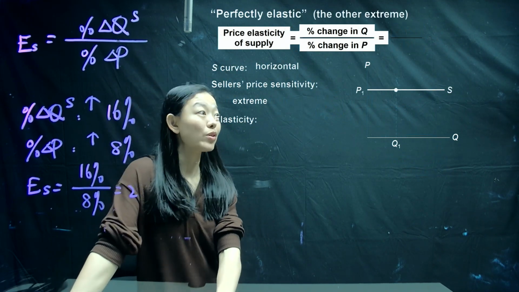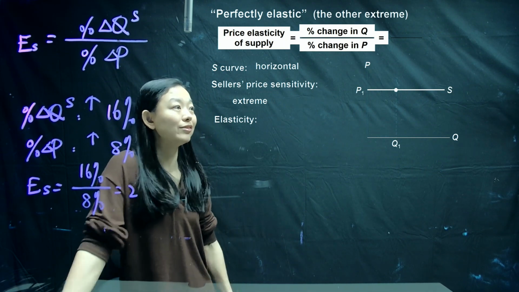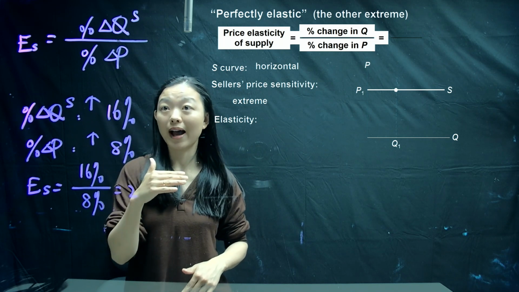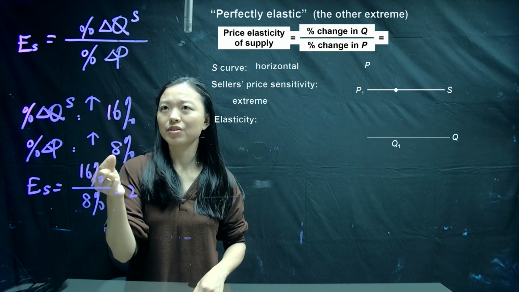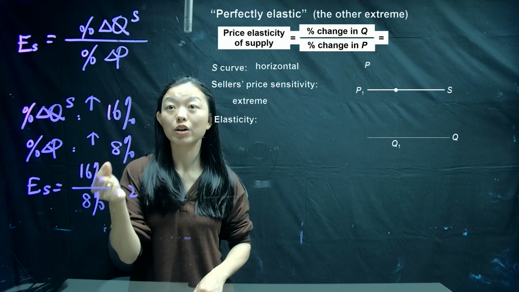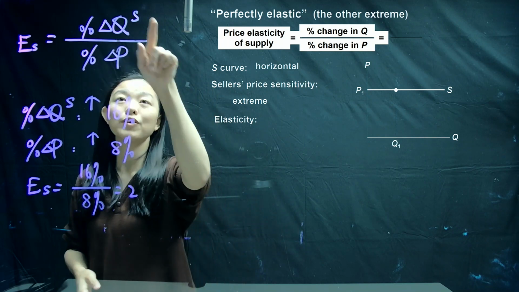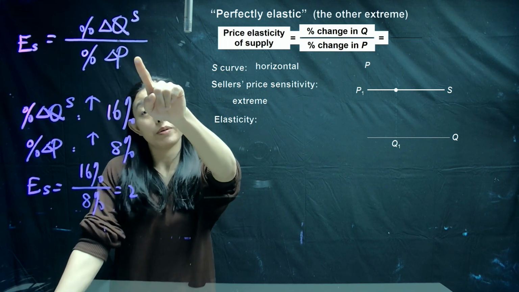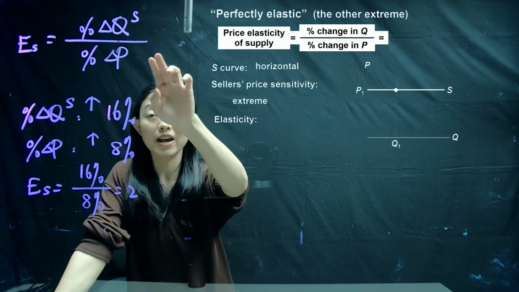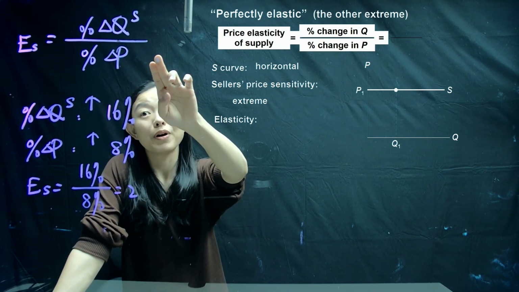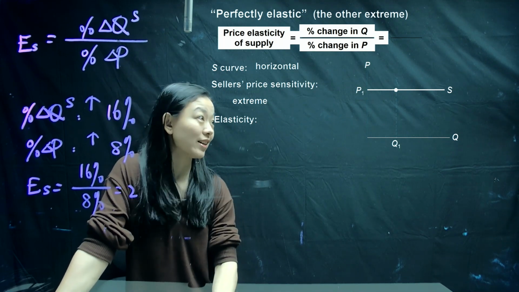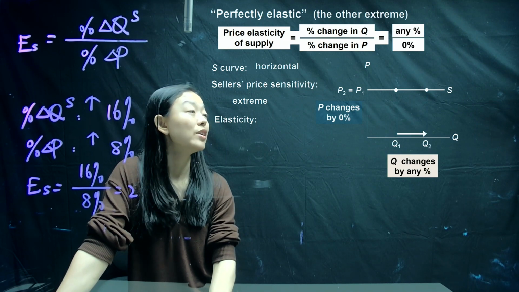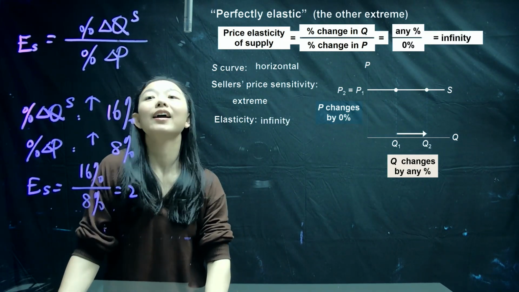Now, the last case will also be an extreme case. You can see from this graph, now the supply curve is a horizontal line, right? When it becomes a horizontal line, what happens? Nothing changes in price, so the percentage change in price will equal 0. You can see from this formula, something divided by 0 will equal infinity. Therefore, we will say this case is perfectly elastic. Something divided by 0 always equals infinity. So in this case, it's perfectly elastic.